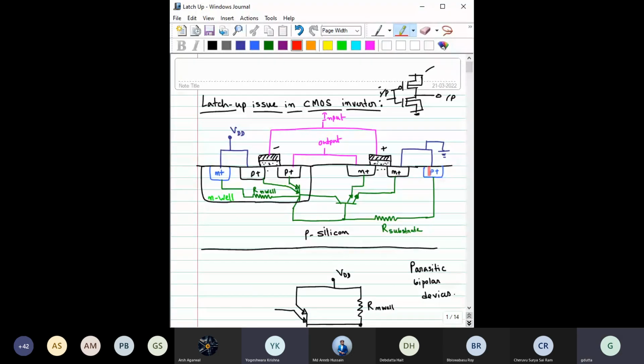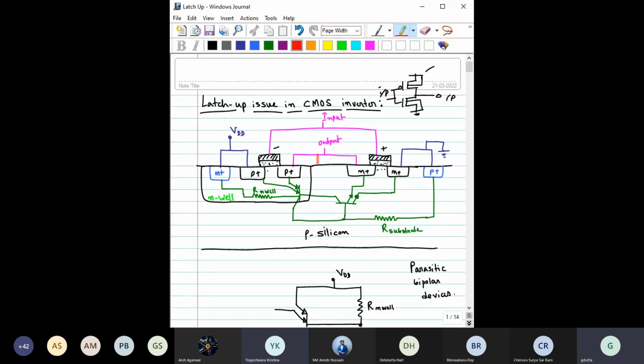Okay, let us consider from here. This is N plus, this is N plus. Consider it to be an N. This is P silicon, so it is N, P. Then again here it is N well. So this is N, this is P, and this is N. So again it became N, P, N. So both PNP as well as NPN transistors are simultaneously present in this CMOS inverter structure.